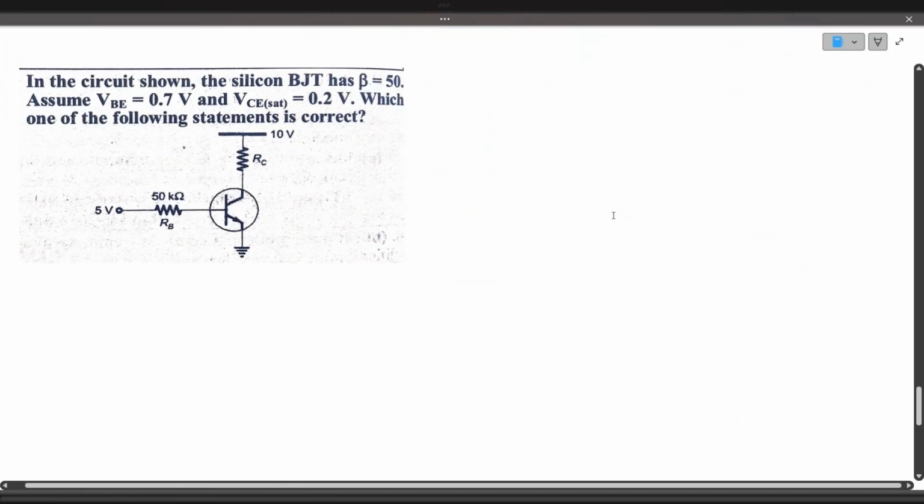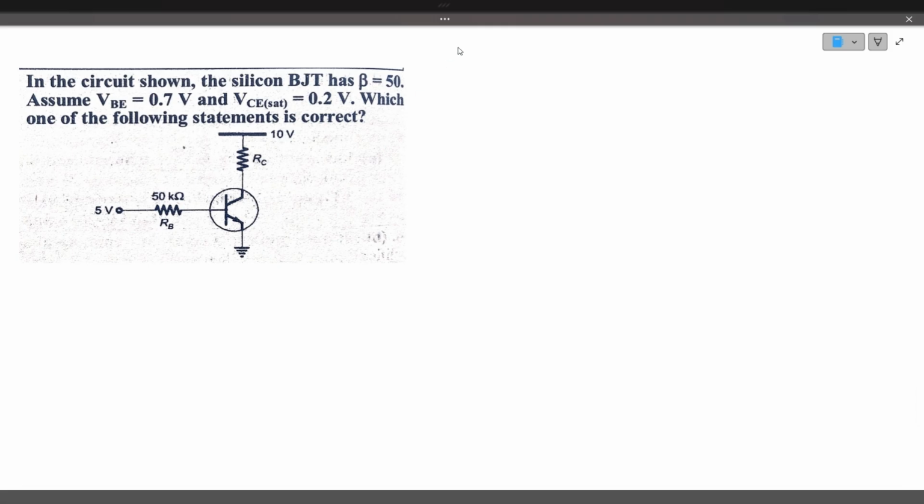We'll see the next question. In the circuit shown, the silicon BJT has beta equal to 50, VBE is 0.7 volts, VCE saturation is 0.2 volts. Which one of the following statements is correct? Actually, here the statements are like this.